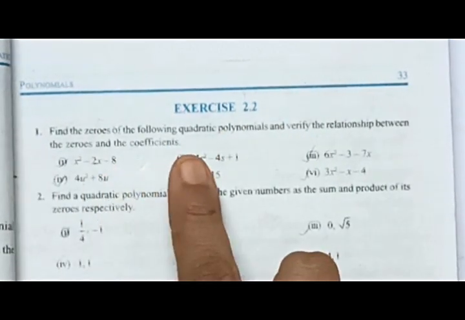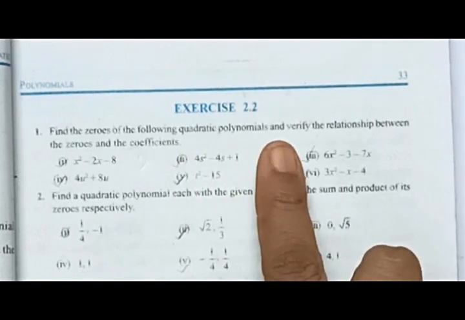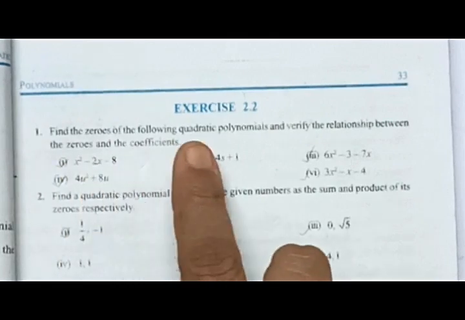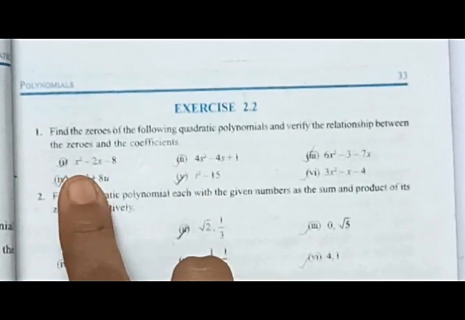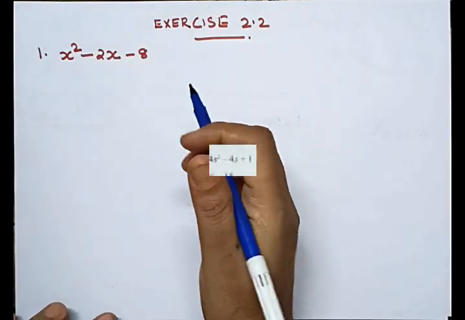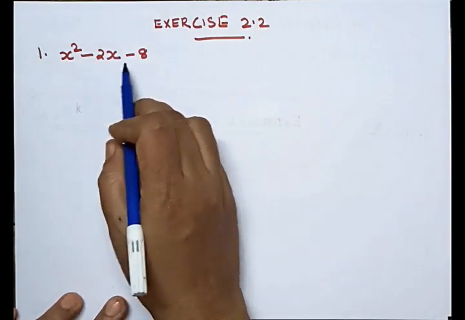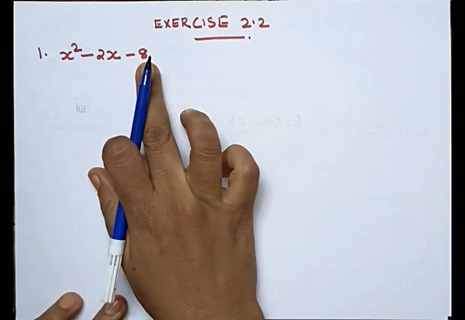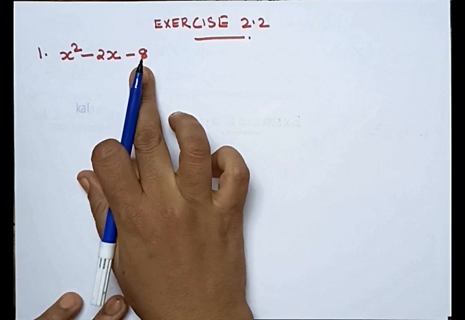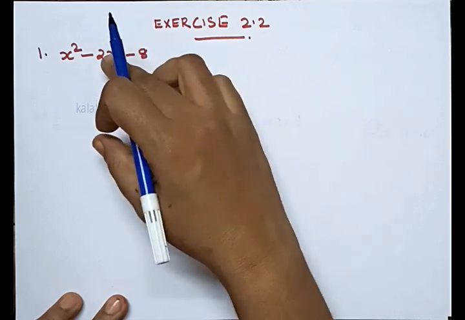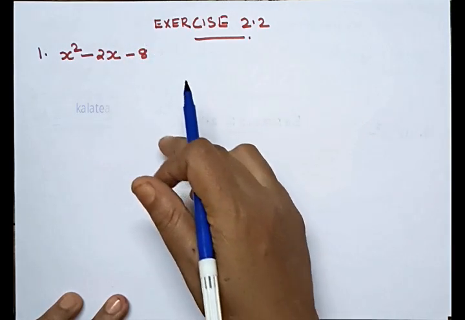Question number 1. Find the zeros of the following quadratic polynomials and verify the relationship between the zeros and the coefficients. Question number 1: x square minus 2x minus 8. By splitting the middle term, we will find the factors, find the zeros, and find the relationship between zeros and coefficients. Verify that, that is the question.